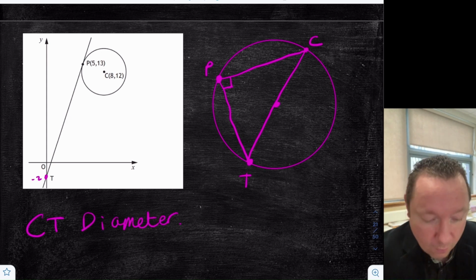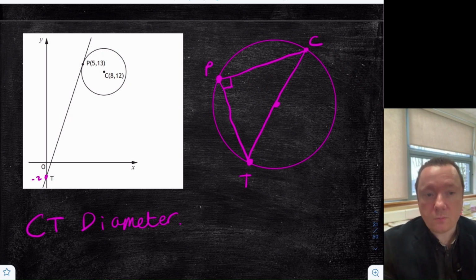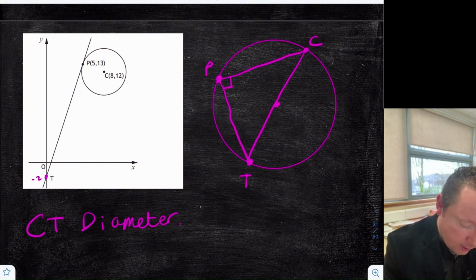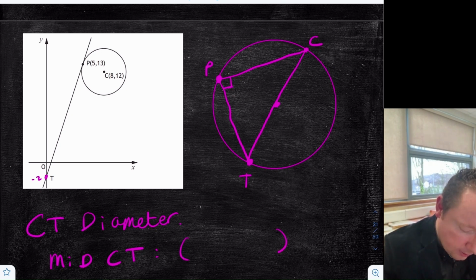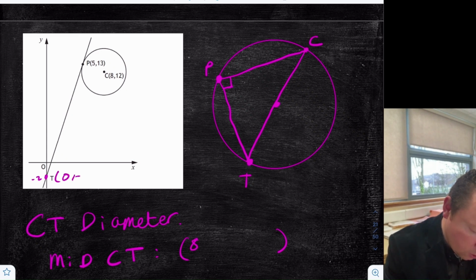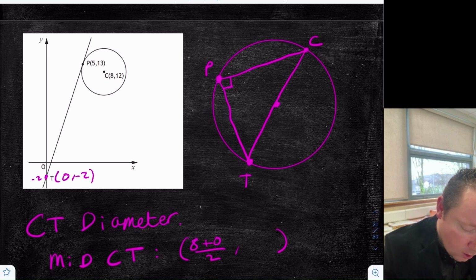So we now know essentially that CT is the diameter, and therefore we can work out the midpoint of C and T. So the midpoint of C to T, well, we've got 8, and remember, T is (0, minus 2), so it's 8 plus 0 divided by 2, and it is 12 minus 2 divided by 2. So that's 8 over 2 is 4, and we've got 10 over 2, which is 5. So we know our midpoint now is (4, 5).